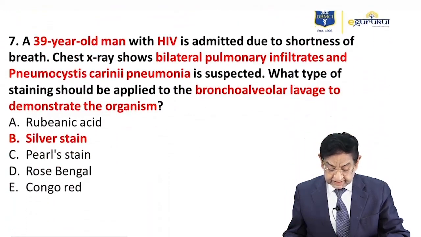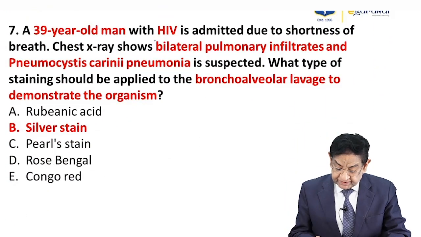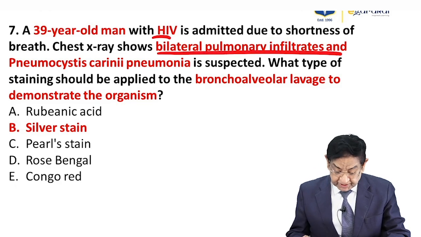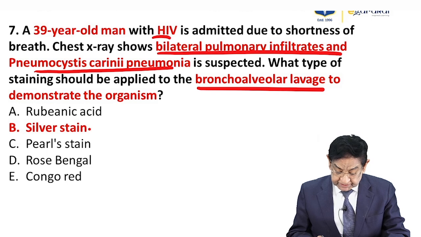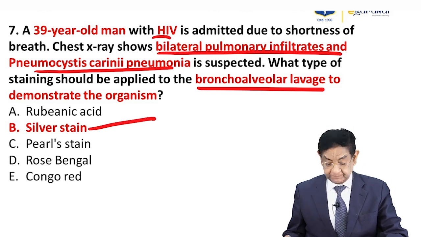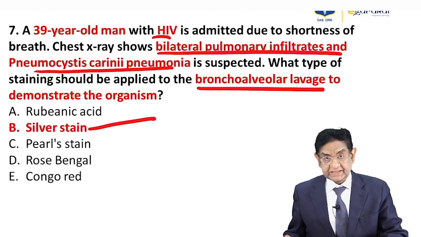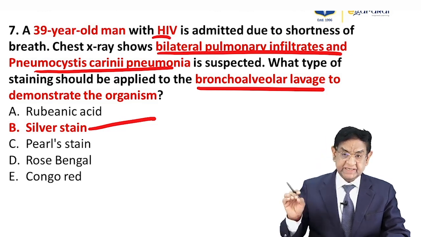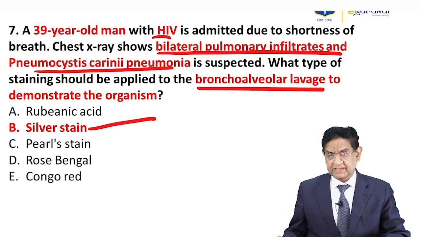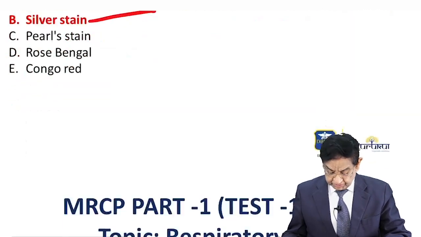We are getting a 39-year-old man, HIV, with bilateral pulmonary infiltrate, and you are thinking of pneumocystis carinii; bronchoalveolar lavage is done. You will stain by what? You will stain by silver stain. I think I discussed this point earlier, so no need to discuss again. Silver stain in BAL is the classical thing that we do in a case of pneumocystis.